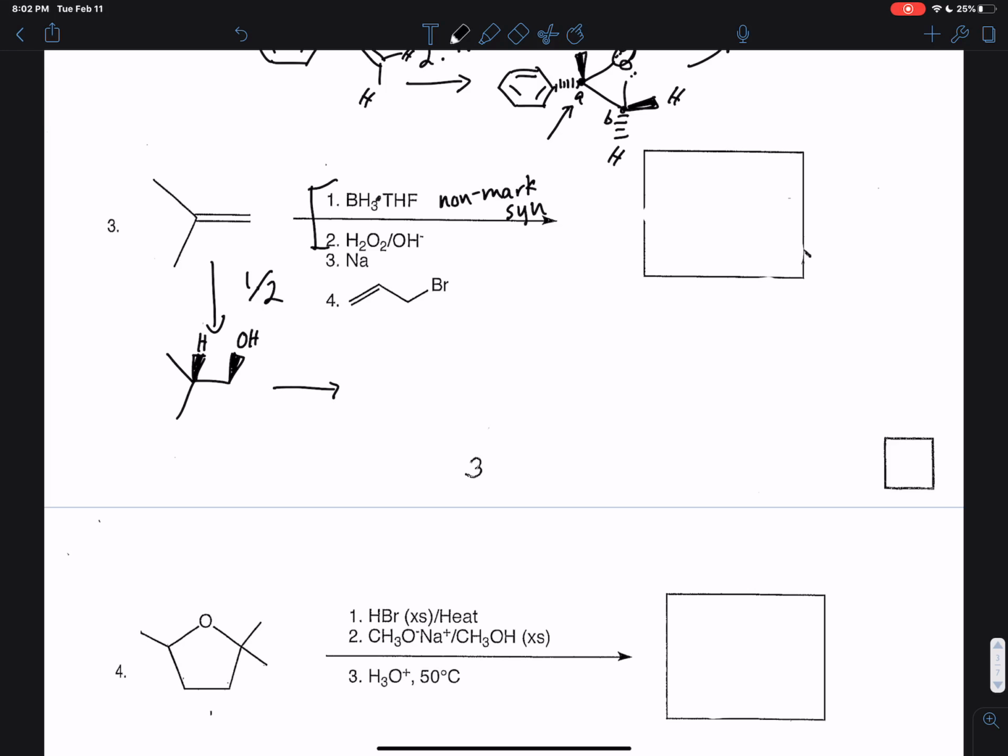You are not responsible for the mechanism for this. Okay? And then let's see what we have. Step number 3, we have elemental sodium, right? So what is that going to do to the alcohol? Yeah, you're going to pluck off that proton, right? Just saying, nah, you can't have those protons. So you're going to pluck it off and make an alkoxide, which looks like this. Right? Very basic.